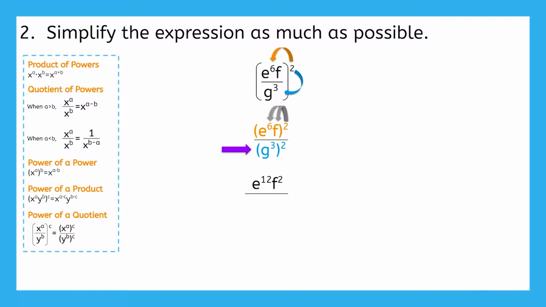In the denominator, we have g cubed squared, another single element with a power raised to another power, so according to the power of a power property, these exponents can be multiplied. g to the power of 3 times 2 becomes g to the power of 6. Is there anything else that can be simplified? Each component remaining has a different base, so this expression is fully simplified.